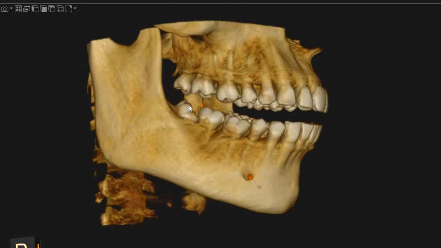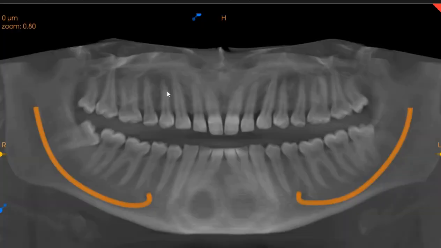The area of interest is the lower right 8 and its association with the inferior alveolar nerve. Now, on the panoramic view, you can see that this is a mesio-angular impaction, and you can also characterize it as horizontal, but we will characterize it as the mesio-angular impaction. And the inferior alveolar nerve is relatively close by.